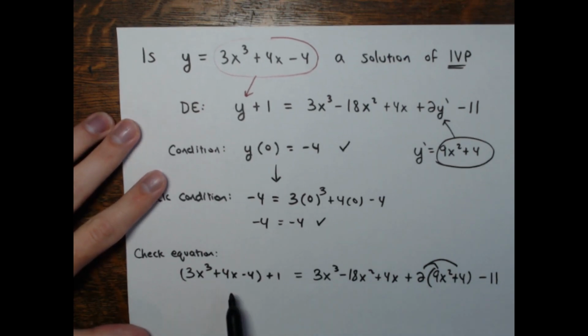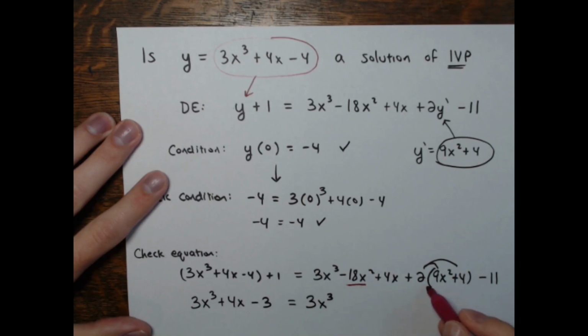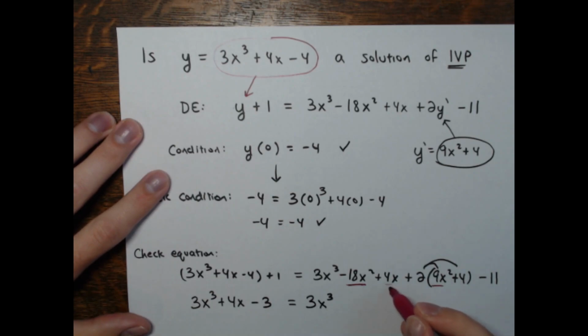All right, so after simplifying, left side, you got 3x cubed plus 4x, and then minus 3, right? Negative 4 plus 1. On the right side, you got 3x cubed. There'd be no other x cubes. Then I have this minus 18x squared plus 18x squared, right? 2 times 9x squared. So that'd be nothing. There's no x squareds. Then I have 4x, and there'd be no other x terms, right? So plus 4x. So far, it's looking good, right?